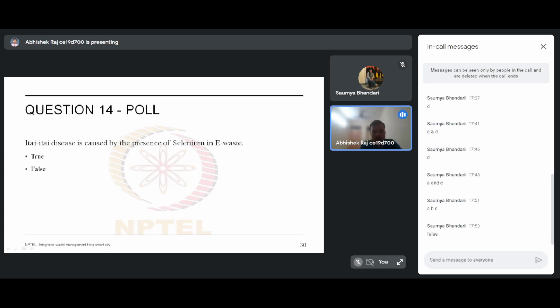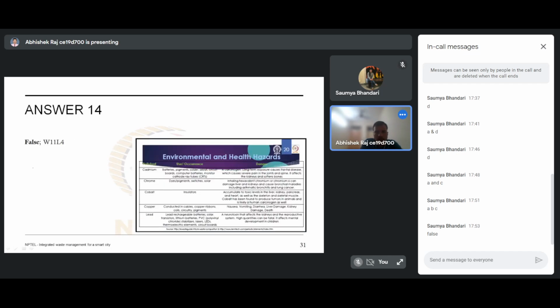So it is not caused by selenium. It is caused by the presence of cadmium, so mark false. Here we can see false was the correct answer. It is not caused by selenium. You can refer to the fourth lecture of this week. Here we can see cadmium. It is a carcinogen. Long-term exposure causes Itai-itai disease, which causes severe pain in the joints and spine. It is a bone-based disease. It affects the kidneys and also softens the bones.